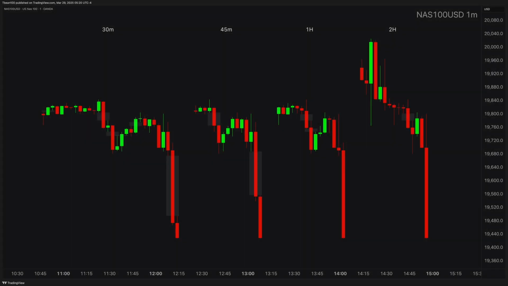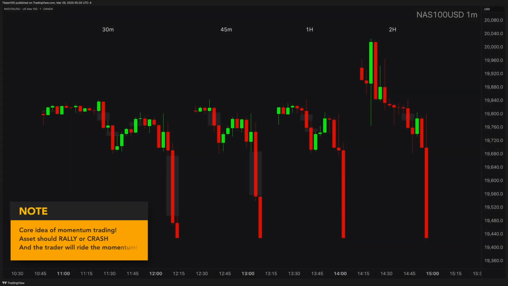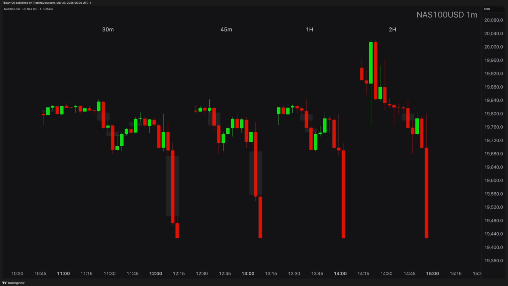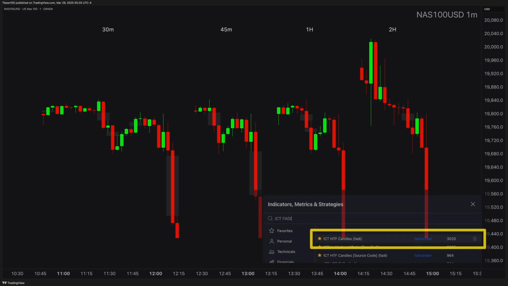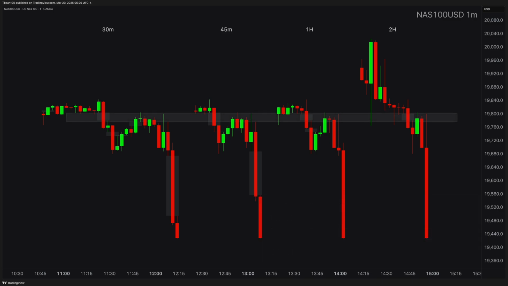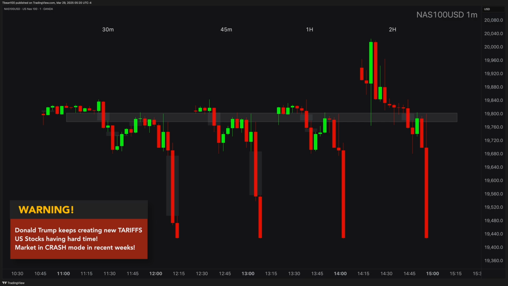I have specially chosen this lovely Nasdaq example to show our momentum strategy can work on all asset classes. As long as the asset rallies or crashes, this is the key part. Again, I'll be using our ICT high time frame candles indicator, basically our base TradingView indicator. With this indicator, spotting tradable zones is much easier and quicker for us. When I was watching Nasdaq recently, I noticed this lovely multi-imbalance area.